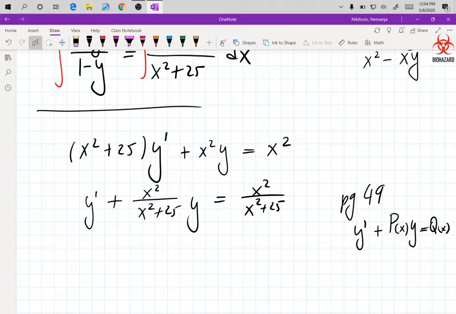Anyway, we are supposed to solve this e to the integral of p of x, right? Now I used mu, they use rho, just to be annoying, I guess. So we solve that one. Let me just see one more thing here. So yeah, that's that.